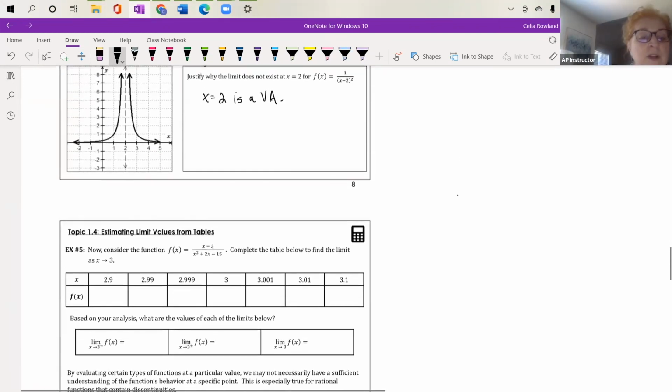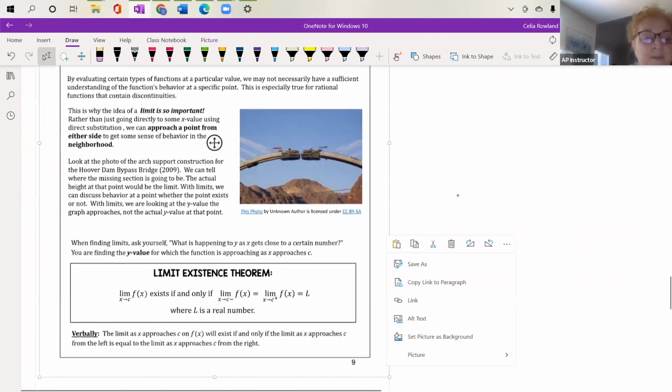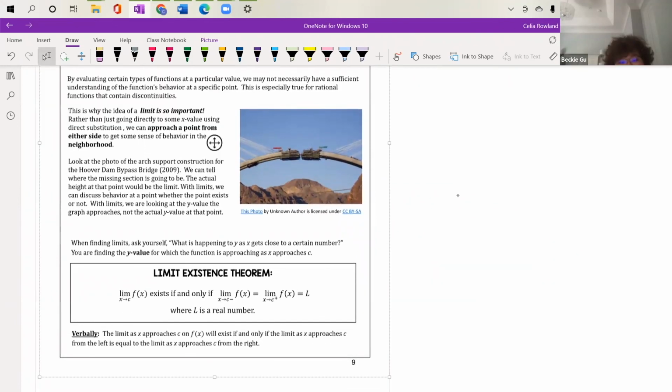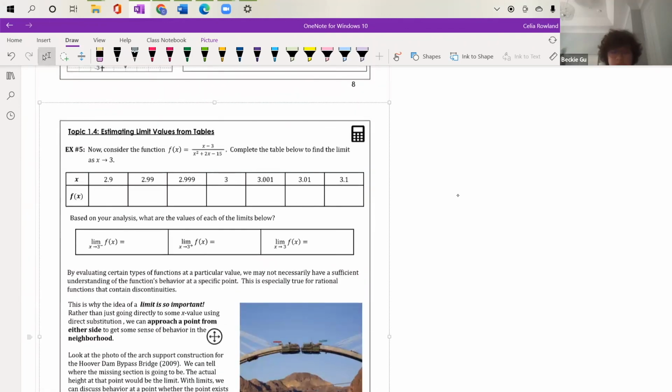And I think what we'll do is, if you want, you can probably go through, and I've actually already talked about this limit existence theorem, and you can probably go through and do this topic 1.4 by calculating it out in the table and seeing what happens as it goes really close from the left and from the right. Because it's going to be a hole. I mean, you can look at that quadratic and say, oh, it's going to factor, x minus 3 and x plus 5.